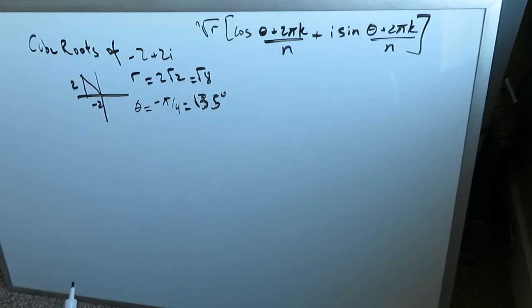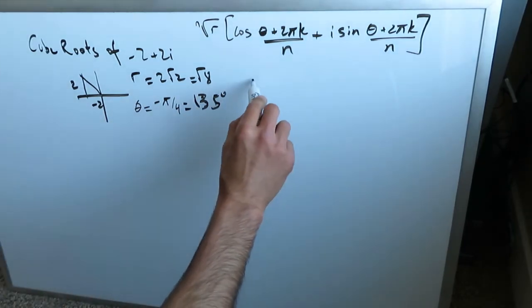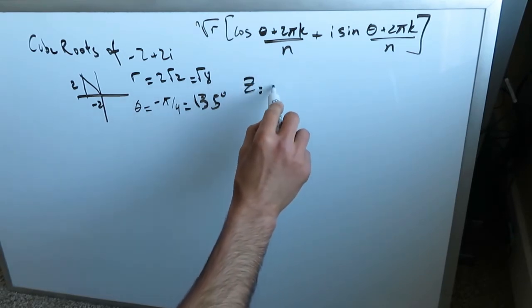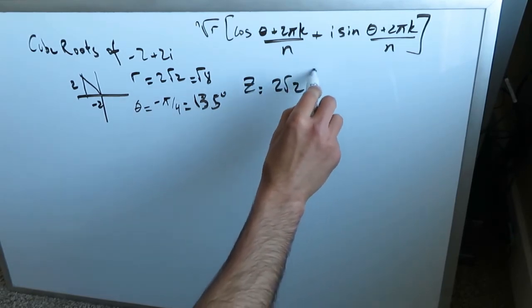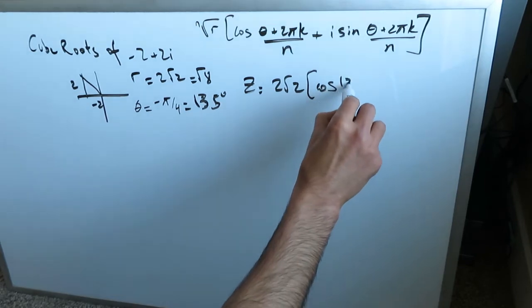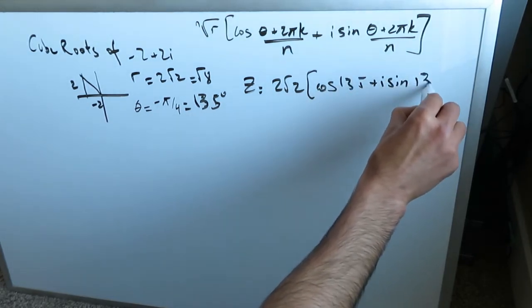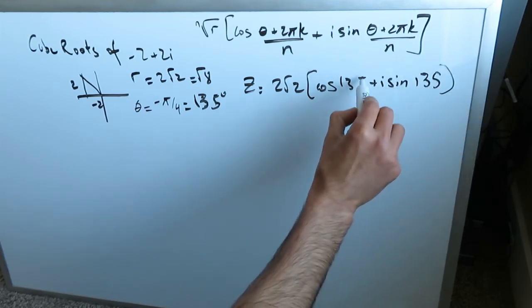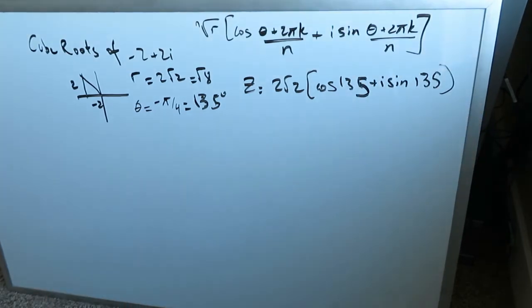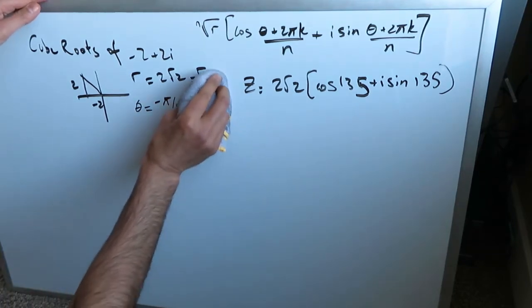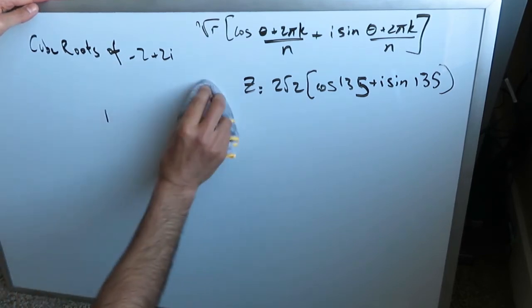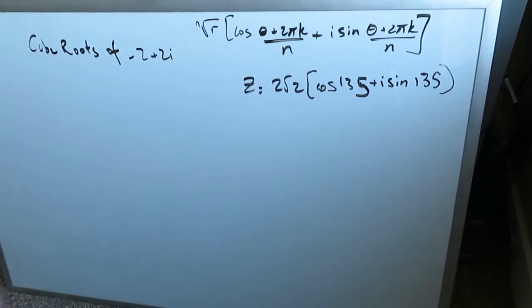We have everything now we need to write this in the trigonometric form. Our trigonometric form for this number will be 2 root 2 times cosine 135 plus i sine 135. That's my polar or trigonometric form. Now that we've determined this, we should be smart this time and make space for the actual process of this question, so we don't run out of space this time.